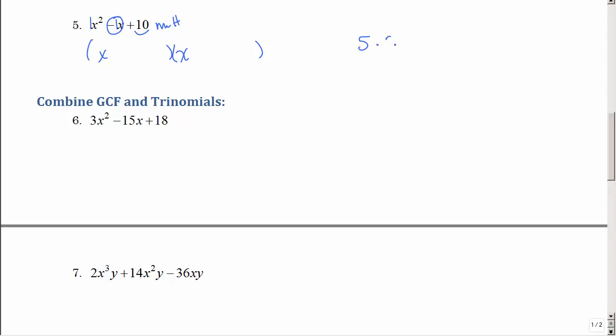Well, let's see, 5 times 2 is 10. 1 times 10 is 10. Is there any way we could add or subtract these to get a negative 1? Well, 5 minus 2 is 3. 2 minus 5 is negative 3, so that doesn't work. 10 minus 1 is 9. 1 minus 10 is negative 9.